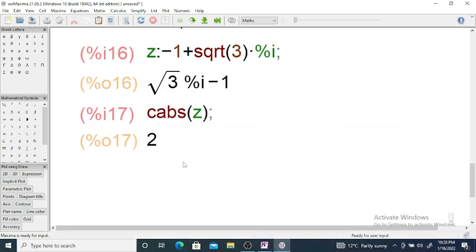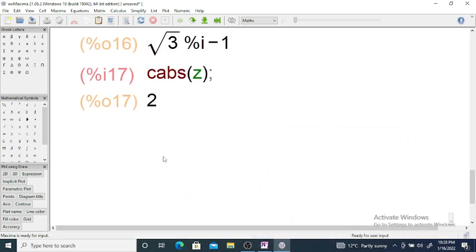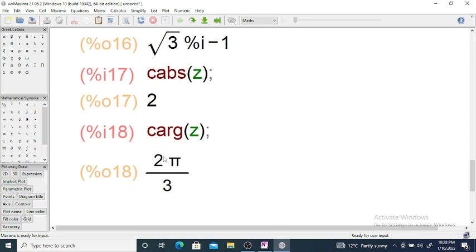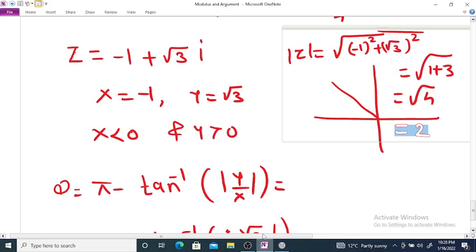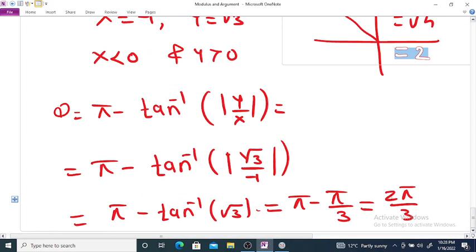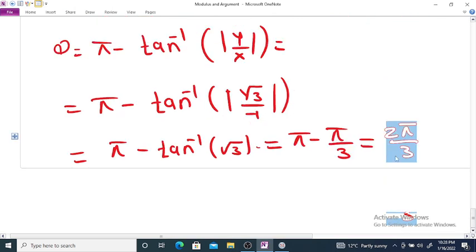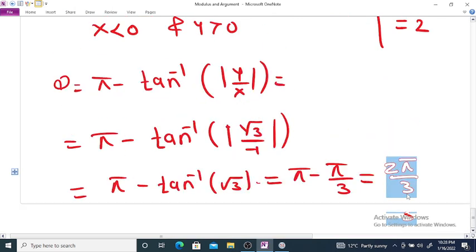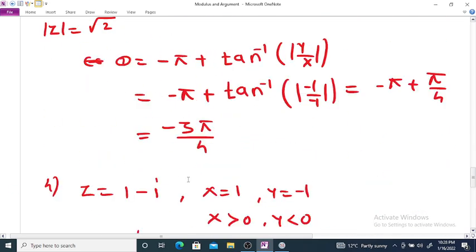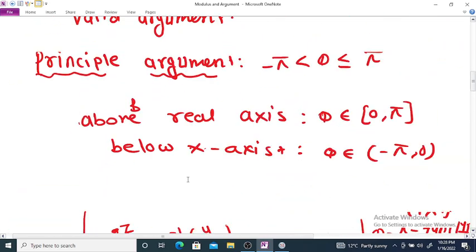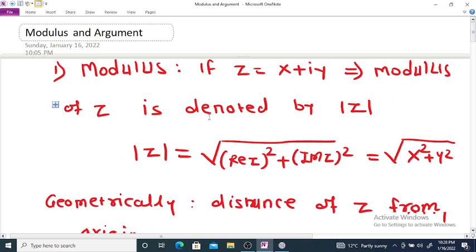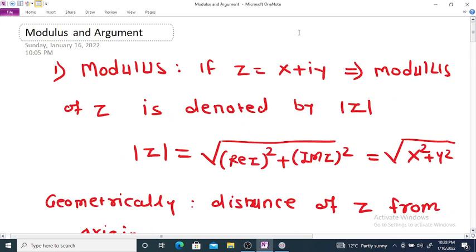Now we want to determine the argument of the given complex number. So carg of z is 2 pi by 3, and you can check here it is the same, 2 pi by 3. We have also found this value manually, and you can check it is 2 pi by 3. So this is all about the modulus and argument of the given complex number using Maxima.